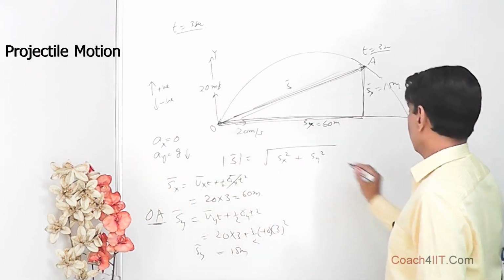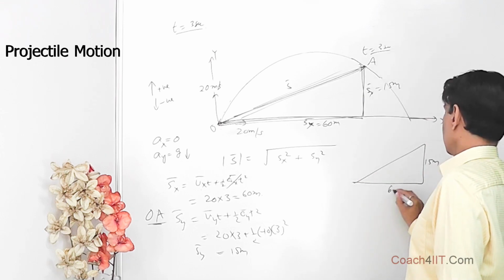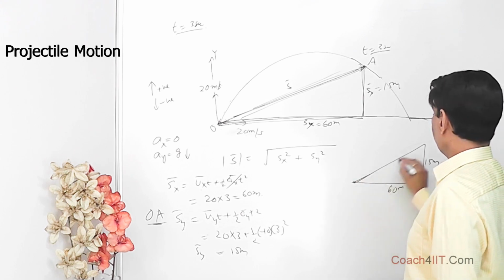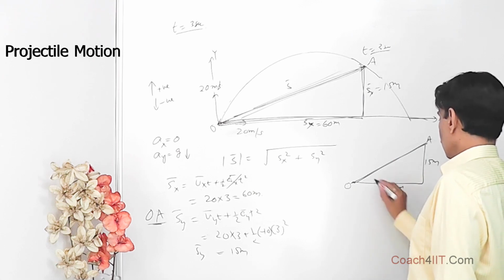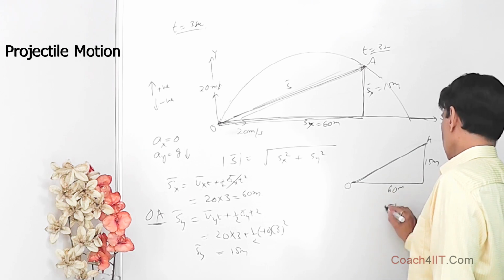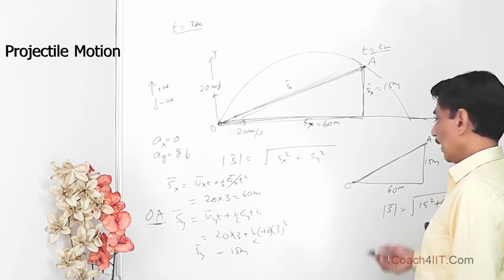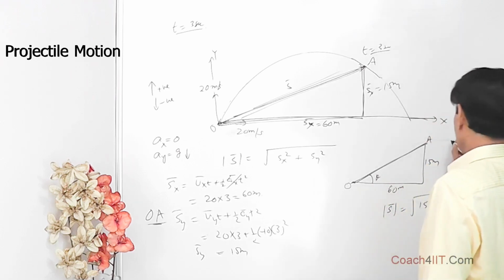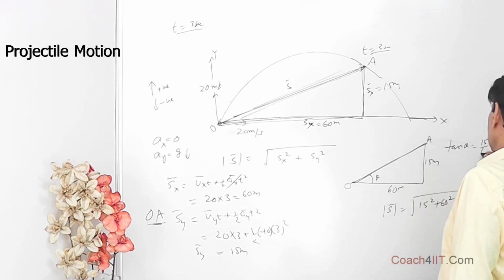In this right angle triangle, this is 15 meters and this is 60 meters, and we are interested in finding this length, O to A. This hypotenuse of the right angle triangle, if we call it S magnitude, is going to be equal to root of 15 square plus 60 square. And if we have to find the angle theta in this right angle triangle, tan theta is equal to perpendicular by base, that is 15 by 60, or theta is equal to tan inverse 1 by 4. This is the angle also.